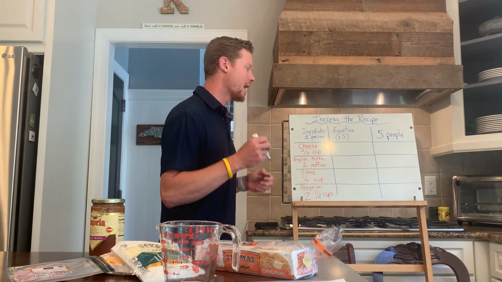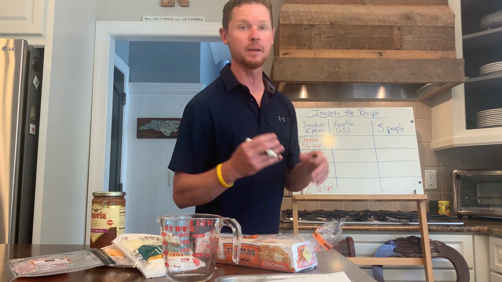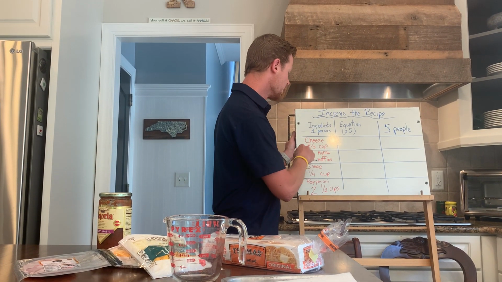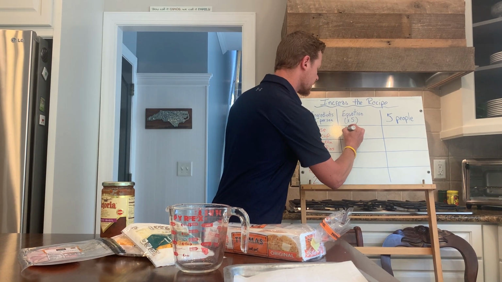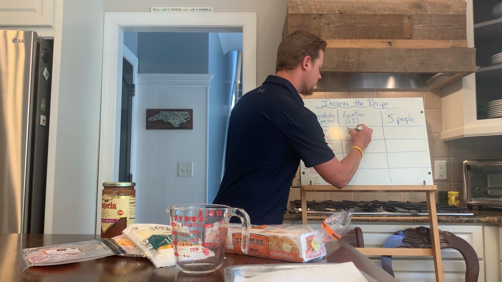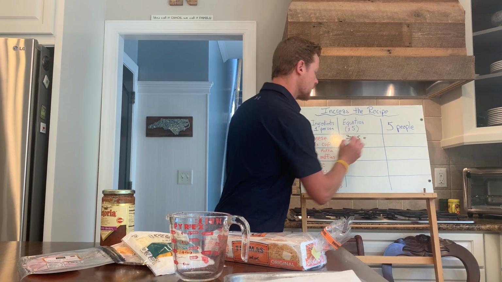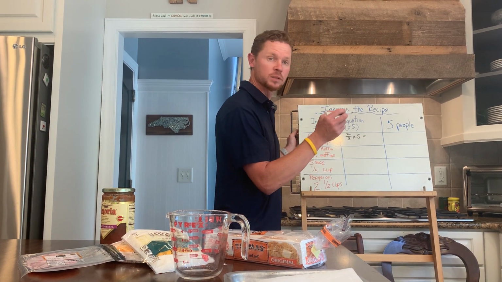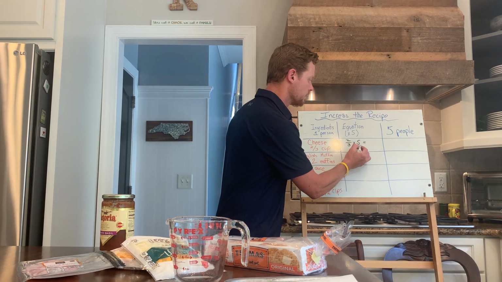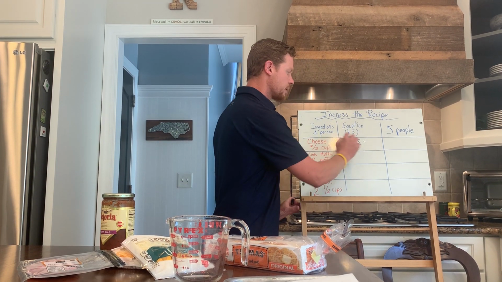Okay, so I want to increase it by 5 people because there's 5 people in my family. So I'm going to take each one. Here's my cheese. I have 2/3 of a cup. So I'm going to take 2/3. I'm going to multiply that by 5. Okay? And like we practiced, we're going to put that whole number over 1 and multiply across. So I'll put that 5 over 1 and multiply across.